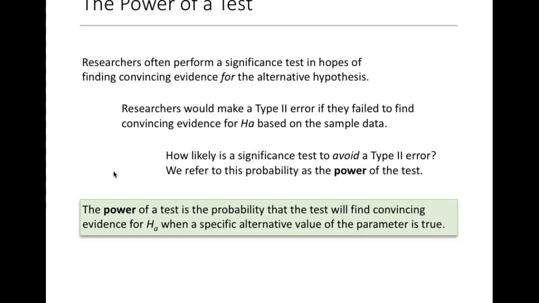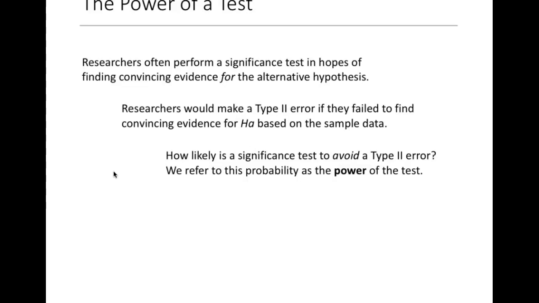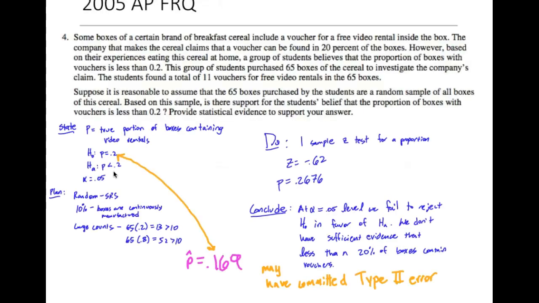So I want to give you this in context. In our last example, what if I'm the owner of this cereal company and I am a dirty trickster and I'm actually only filling 18% of the boxes with vouchers, but I'm advertising to everybody, so I guess the Arizona Gaming Commission, that I'm filling 20% with vouchers. How likely is our test to find convincing evidence if only 18% are filled?